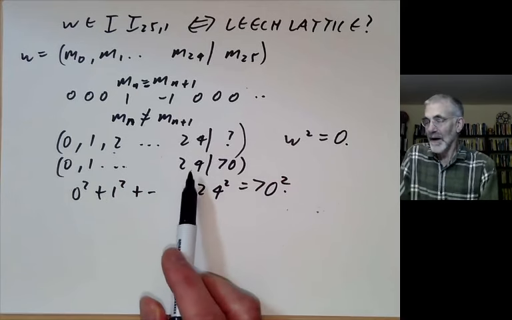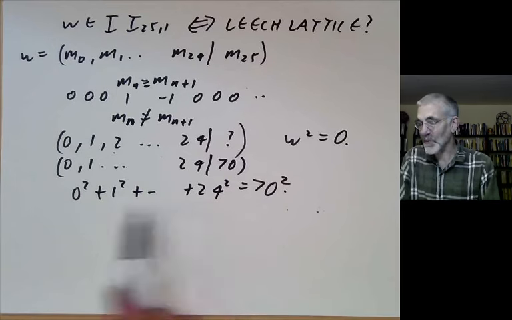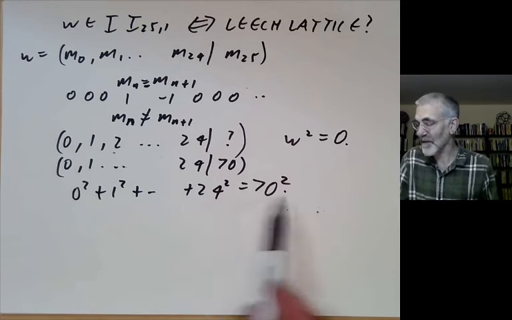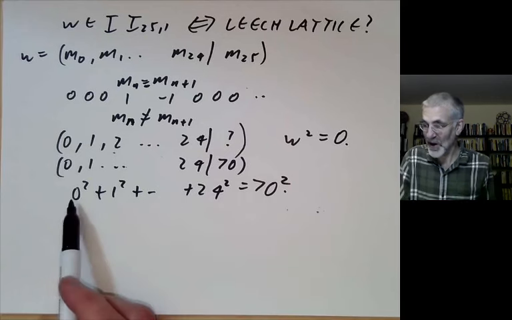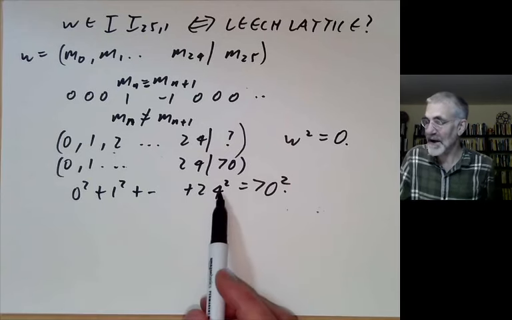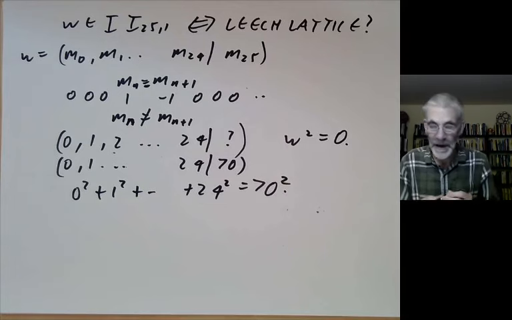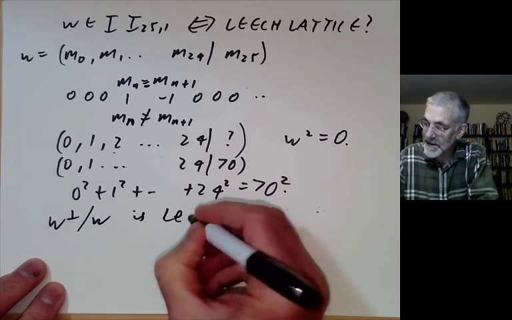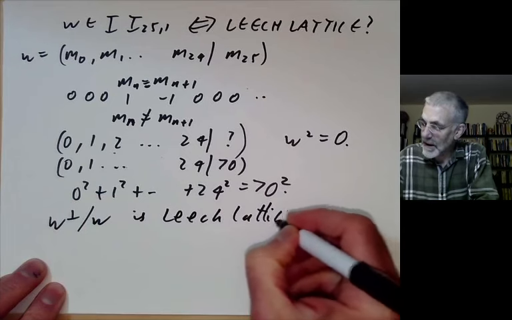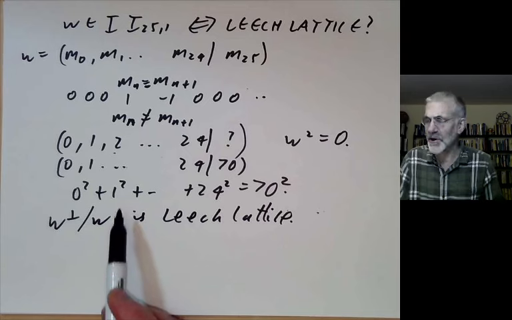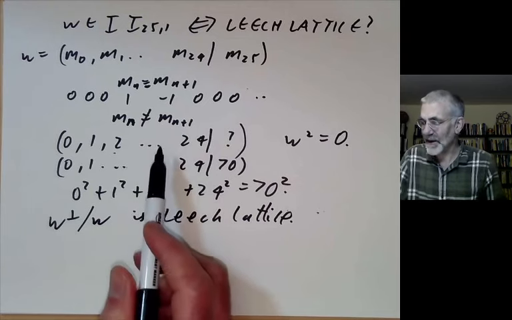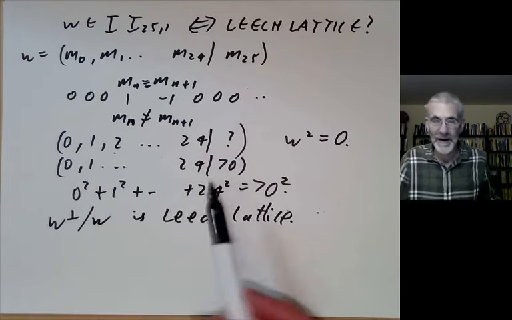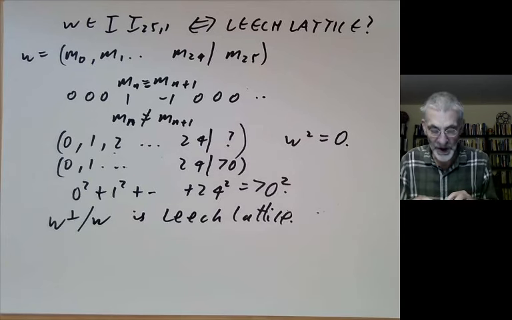Incidentally, 24 is the only non-trivial solution to this equation, apart from, you know, you can have 0 squared plus 1 squared equals 1 squared, but apart from that, there are no other cases when the sum of the first n squares is a square. And now the vector omega perp over omega is the Leech lattice. It's not all that easy to show there are no other norm 2 vectors orthogonal to this. I mean, we've shown there are no obvious norm 2 vectors orthogonal to this, but how do you know there aren't some non-obvious ones?